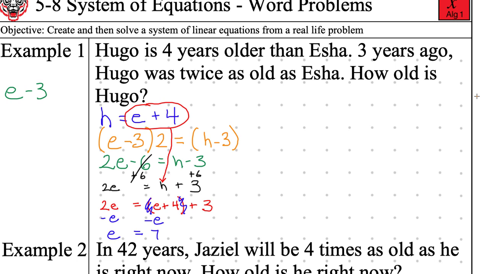Is it Ugo is 4 years older than Esha? Oh yeah, so using this sentence here, and that's kind of using this equation too, right? Okay, so we're basically plugging into this first equation. So h is equal to 7 plus 4. I'm substituting that 7, so keep the parentheses on it. And therefore, Ulysses, Ugo is how old? 11. There it is. Ugo is 11 years old.